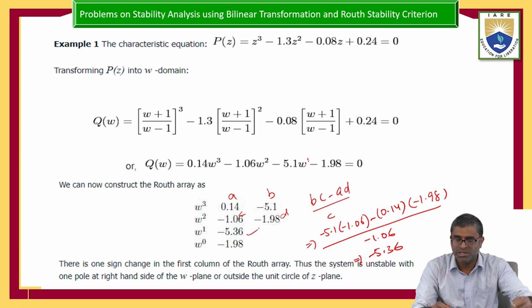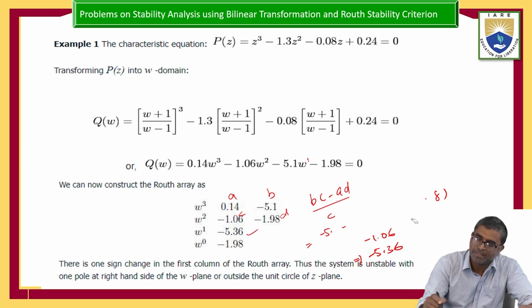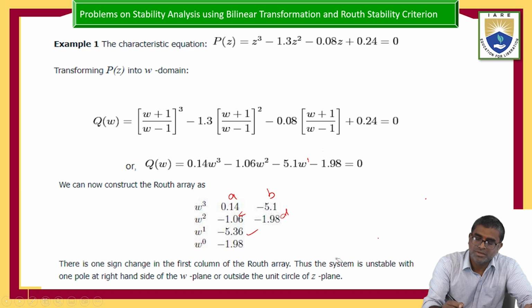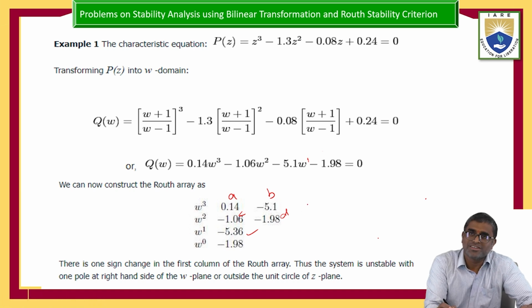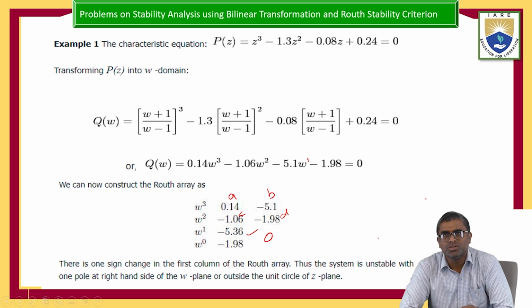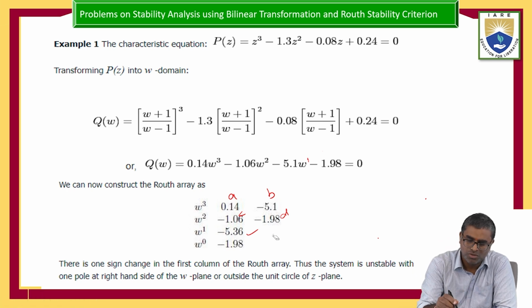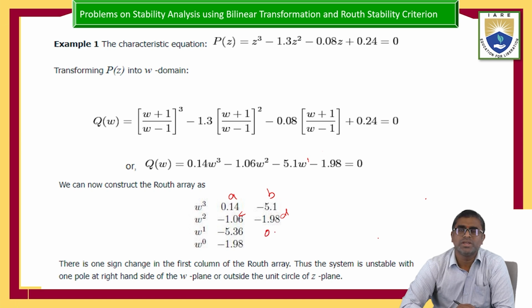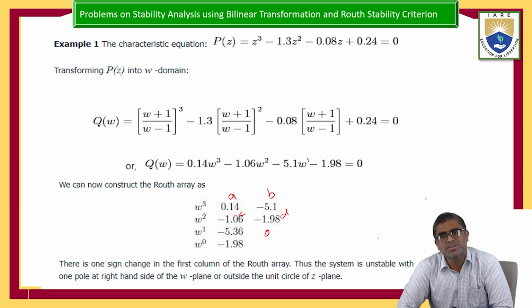The next value has no content, so it comes to 0. Omega 1 row is completed.